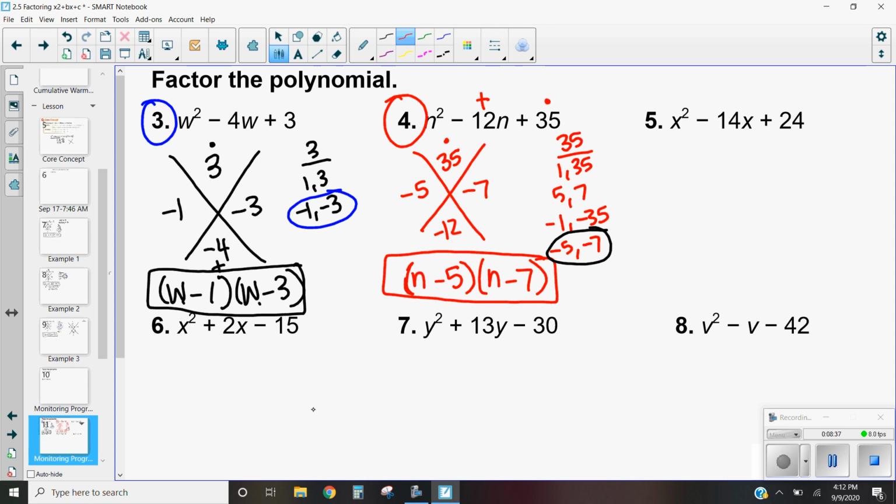Take a second, work on these 4 problems. Try to figure out how to split it up. When you've finished answering those 4 questions, unpause the video, check to see if your solutions match.